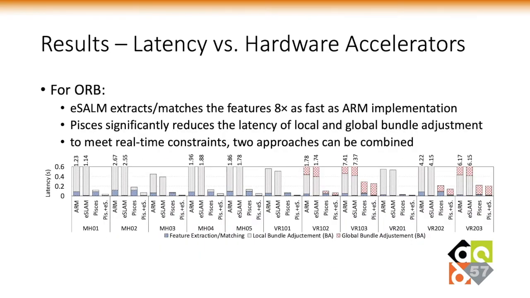We also compare the latency of 2 main steps of ORB SLAM. The prior work, ESLAM, focuses on accelerating only the feature extraction step of ORB, while our focus is on bundle adjustment. As the figure shows, although ESLAM extracts the features 8 times as fast as the implementation on ARM, it does not have a significant impact on total latency. On the other hand, Pisces significantly reduces the latency of local and global bundle adjustments. As a result, to meet real-time constraints, we can combine the two approaches if the available resources of the target FPGA allow.